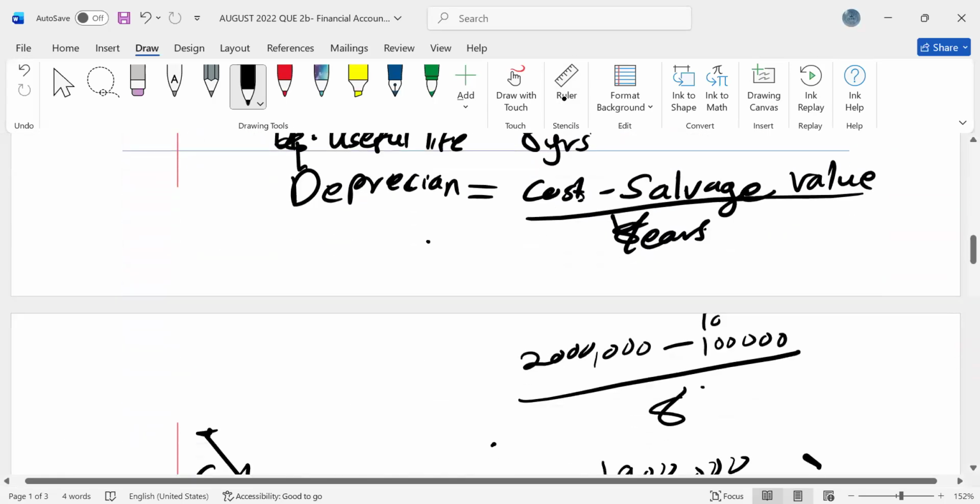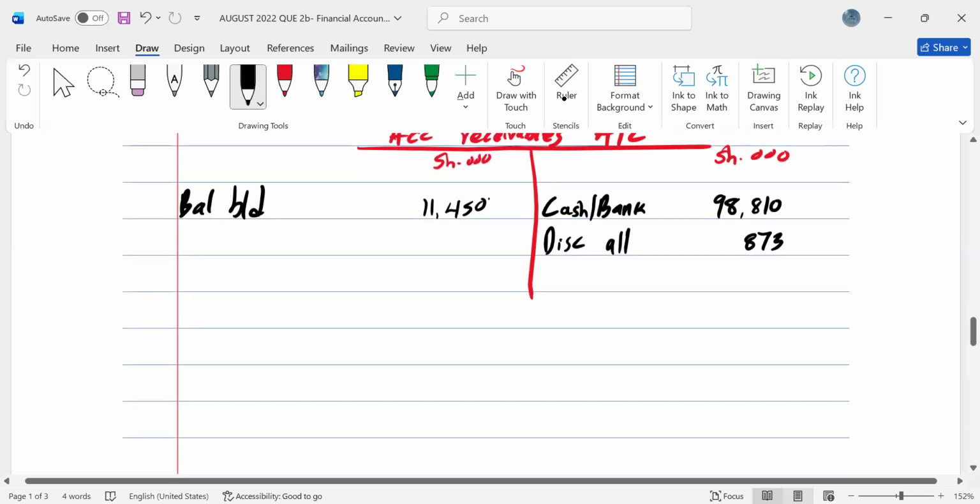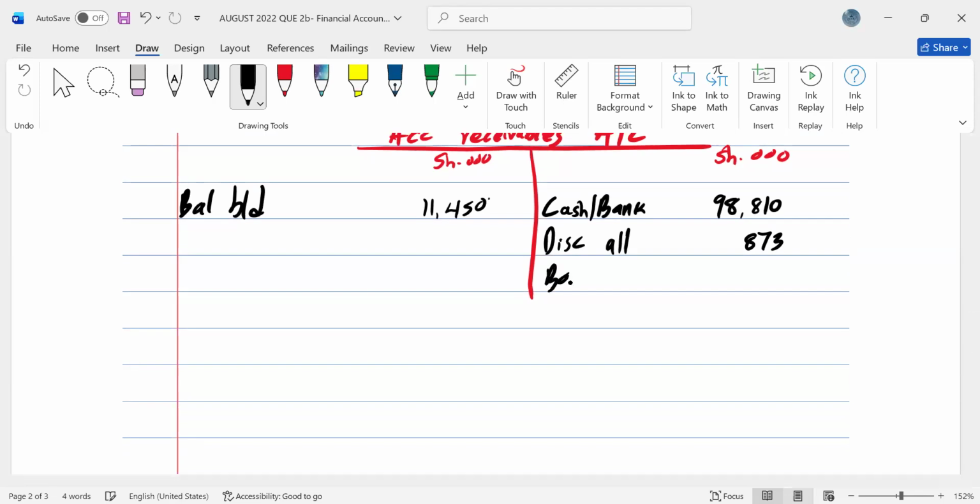Now we can proceed. This one will now be brought here as a balance carried down, that is 11,570. If I take this total and the total on this side, they are supposed to balance. If they are not balancing, then there is something that needs to be done. If I add the ones on the credit side, I take 98,810, add 873, then add 11,570.